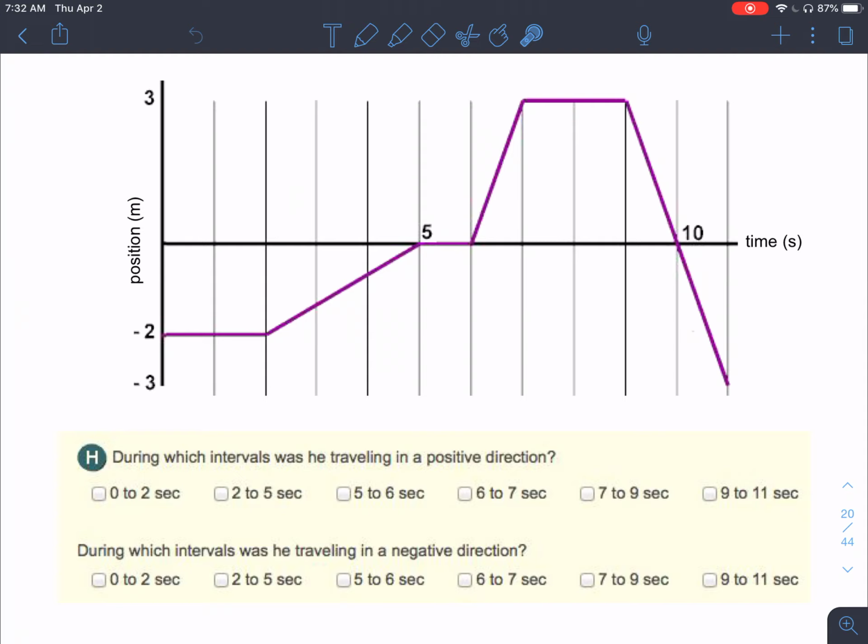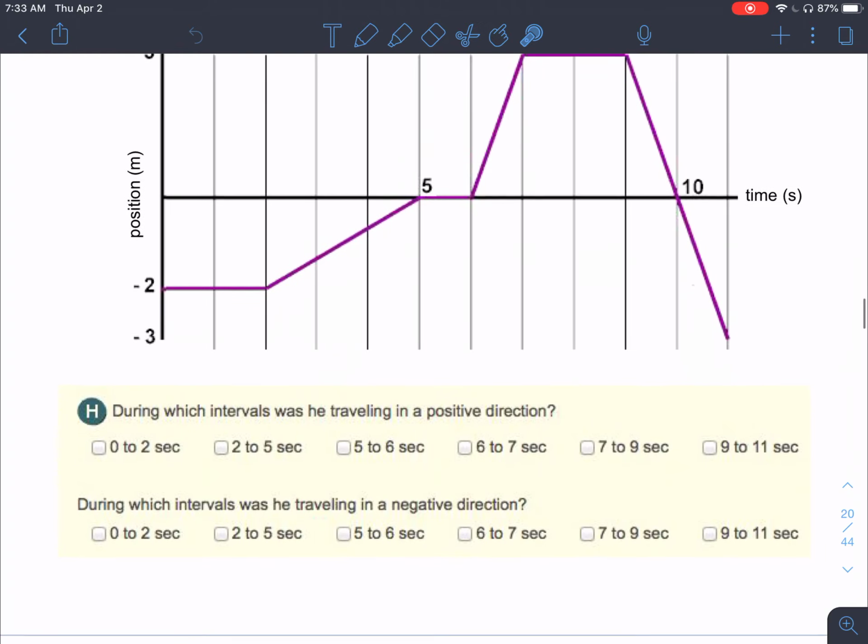All right, for this, you guys are going to answer both of these questions, and they'll be popping up very shortly. Okay, let's see how you did.